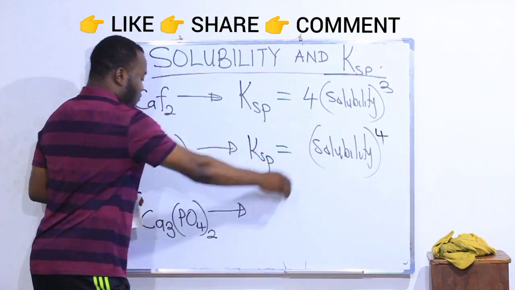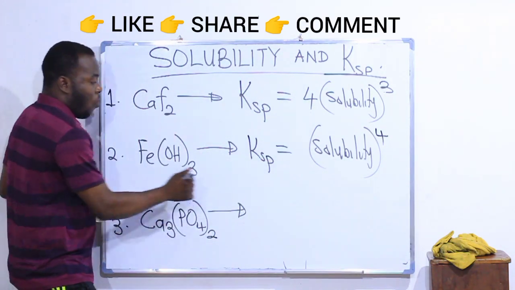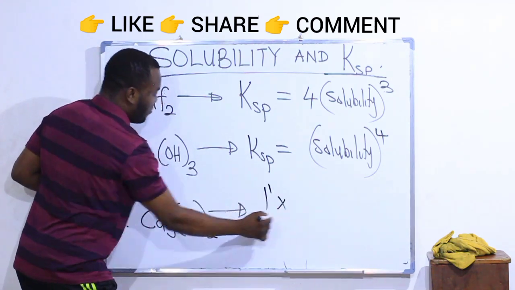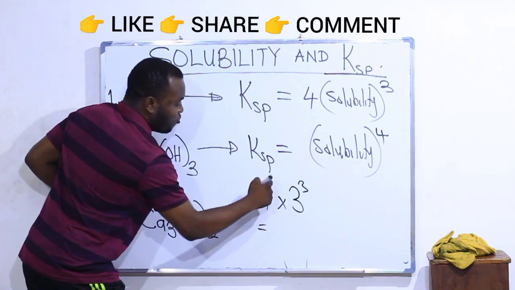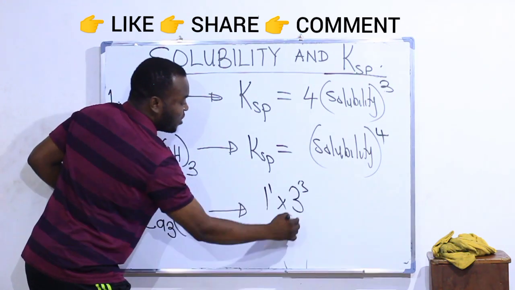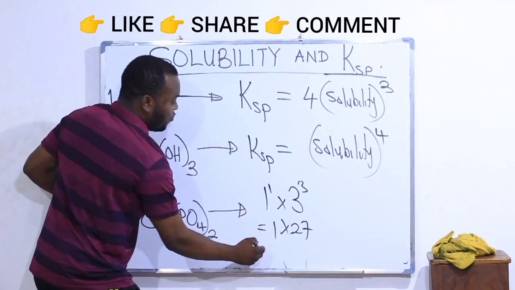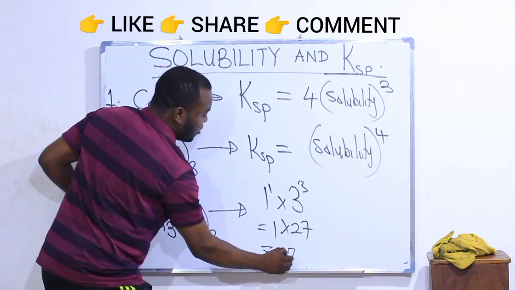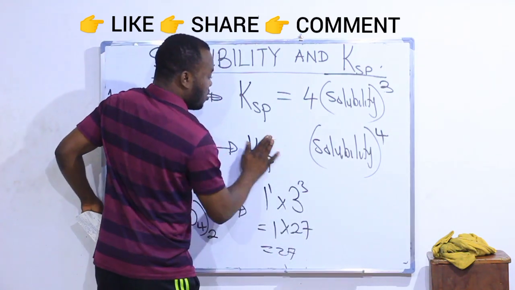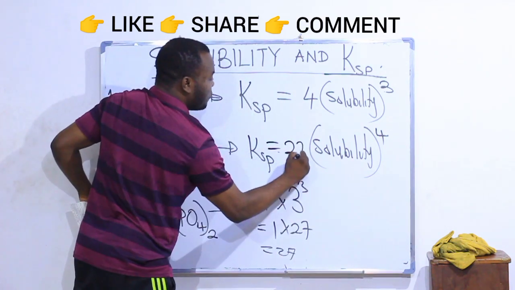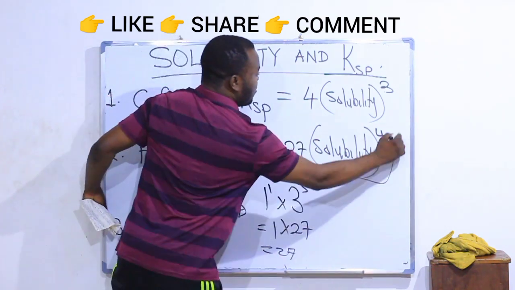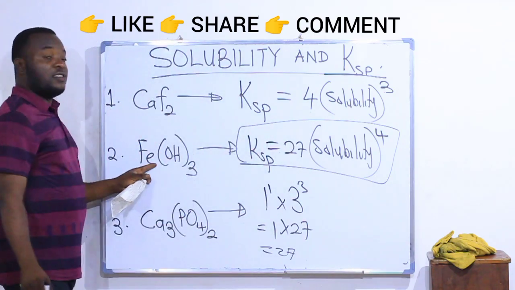Now how do I get the coefficient? Iron is 1, 1 raised to power itself, times 3 raised to power itself. That will give me 1 raised to power 1 is 1, times 3 raised to power 3 is 27. And 1 times 27 gives us 27. So the coefficient here is going to be 27. So this is the Ksp formula for a salt like this.